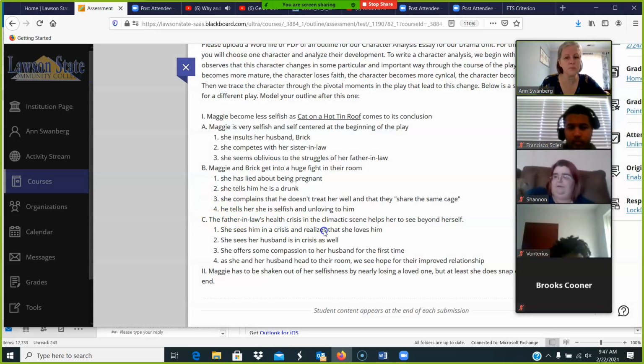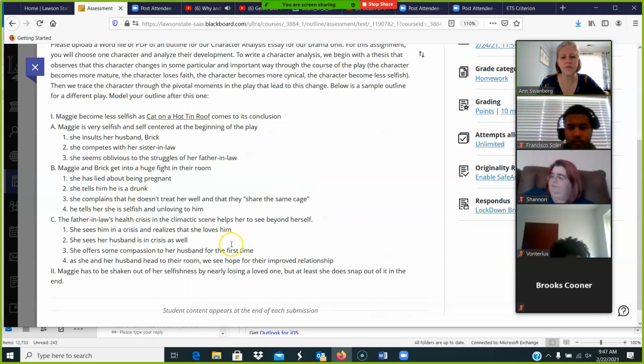And then your third paragraph should be how that character appears at the end of the play, and that's the one where you want to show that the change that you've observed has taken effect. And again, you are using quotes from the play to handle that.